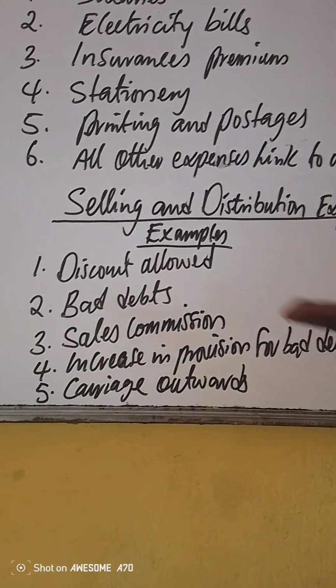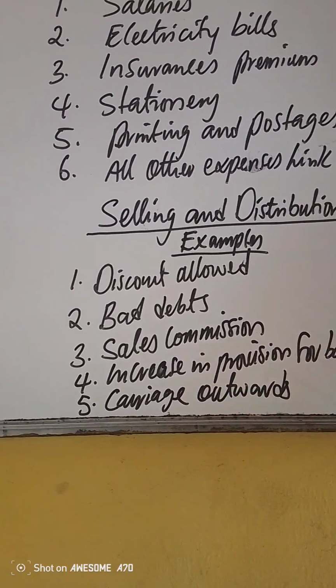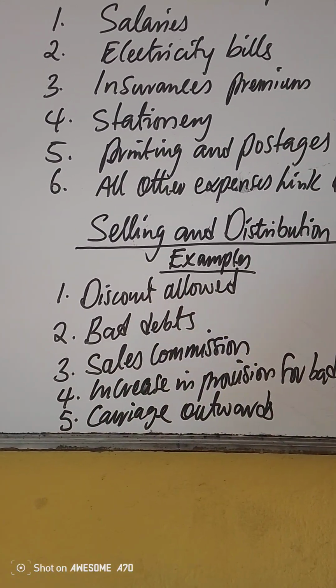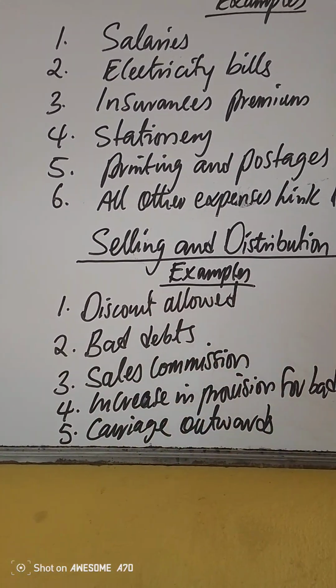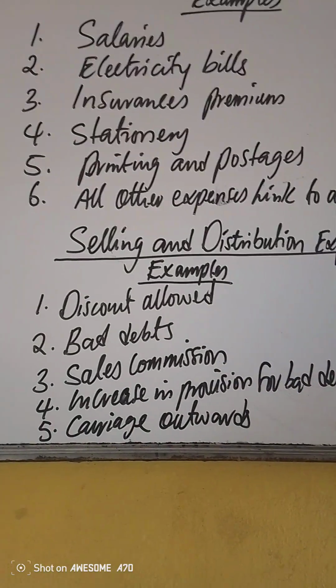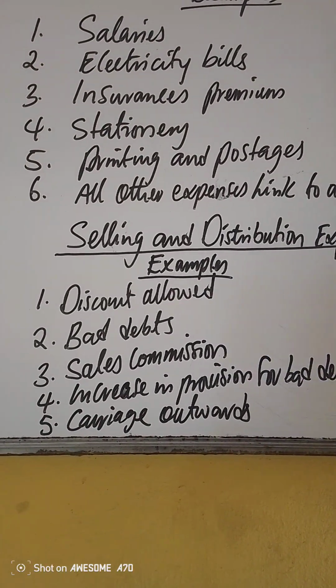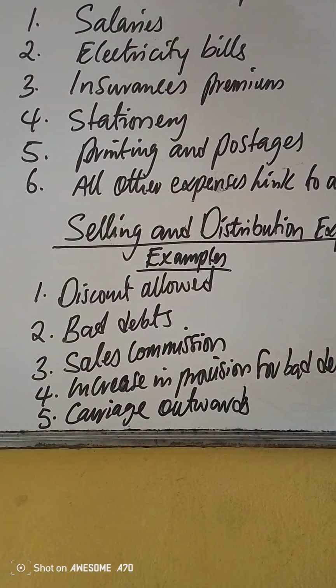Number one is what is called discount allowed. It is the process of making sales that discount allowed comes in. You allow discount to your customers for motivation or to make them pay their bills fast. So discount allowed is under selling and distribution.